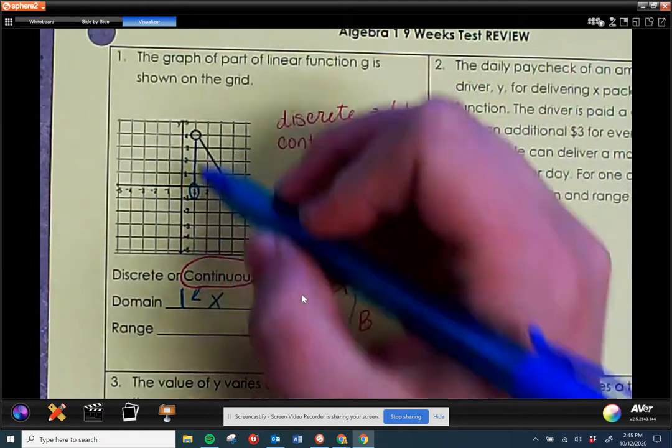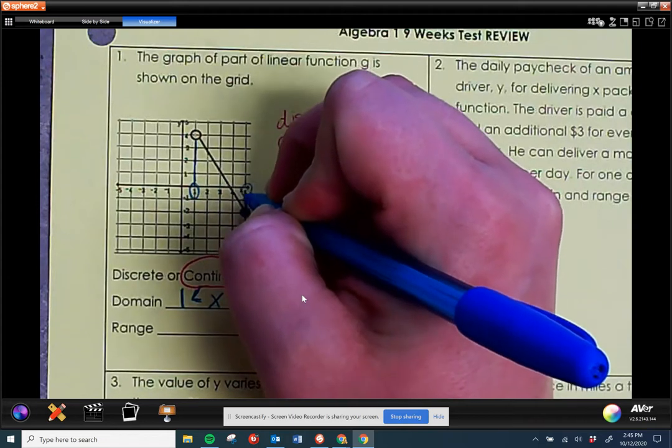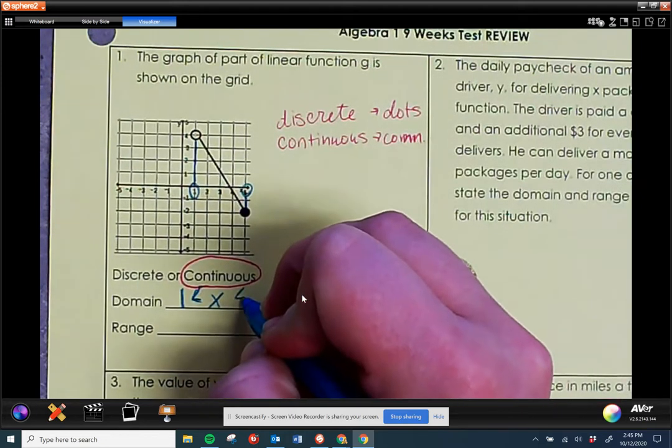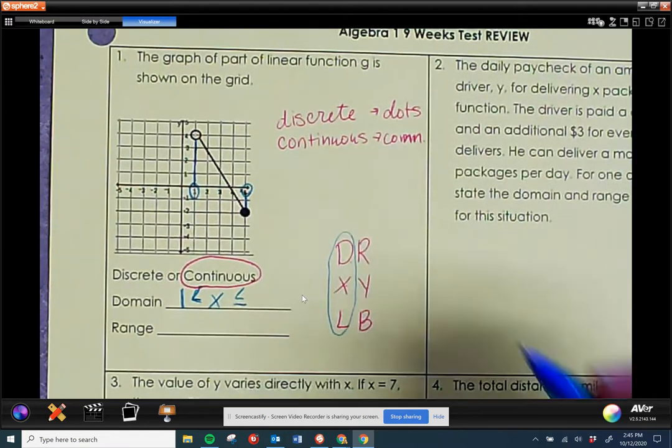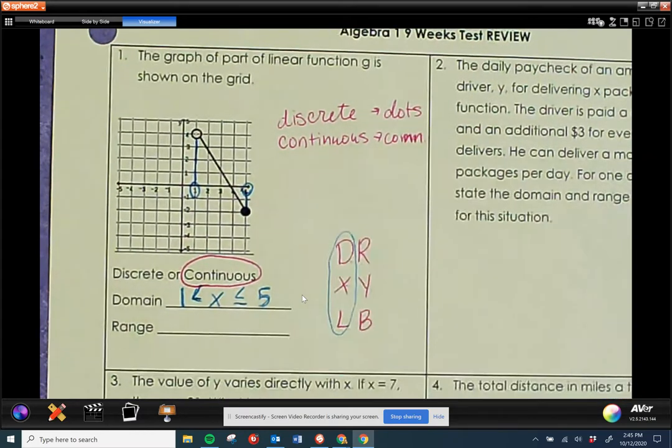This is an open circle, so I'm just going to put the less than. I'm going to come over here to this closed circle, so that will be a less than or equal to. And then my last is 5, right? 1 is less than x is less than or equal to 5.